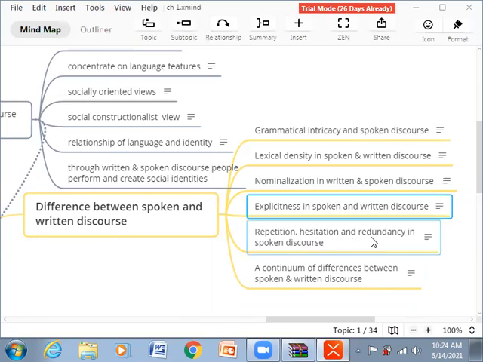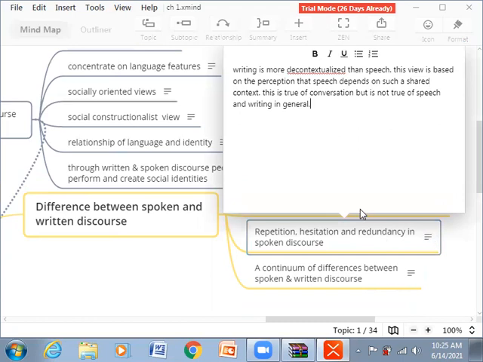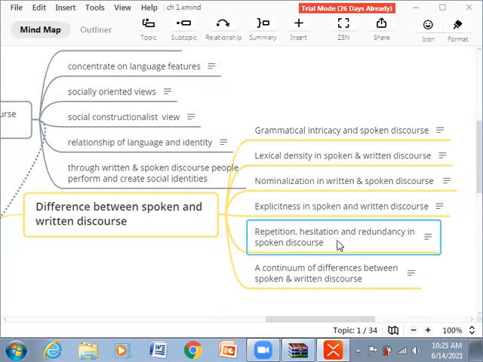Repetition, hesitation, and redundancy in spoken discourse. When we speak, we show our gestures and hesitation also. Writing is more decontextualized than speech. This view is based on the perception that speech depends on a shared context. This is true of conversation, but is not true of speech and writing in general. Like we repeat words whenever we speak something, and in written discourse it is less. A continuum of spoken and written discourse, and the difference between them.